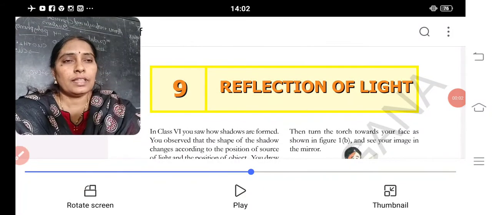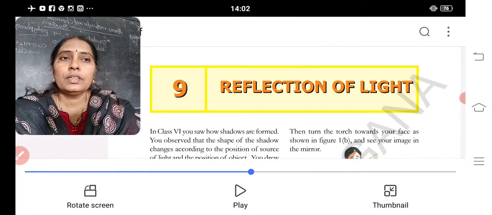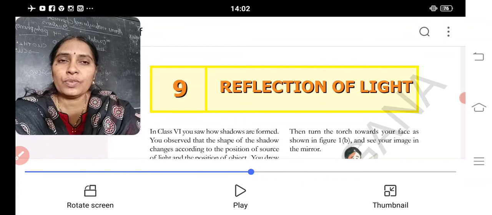Good morning, children. In the last class, we discussed a few topics of this lesson, that is, reflection of light. In class 6, you studied the difference between shadow and image. A shadow is formed when light passes through an opaque object. To get a shadow, we need a source of light, an opaque object, and a screen.